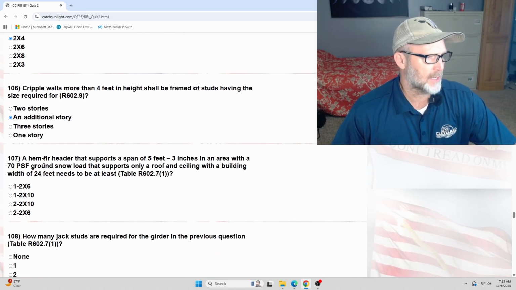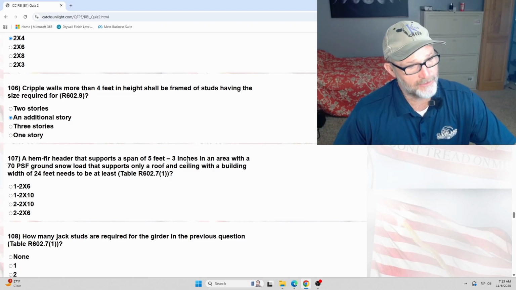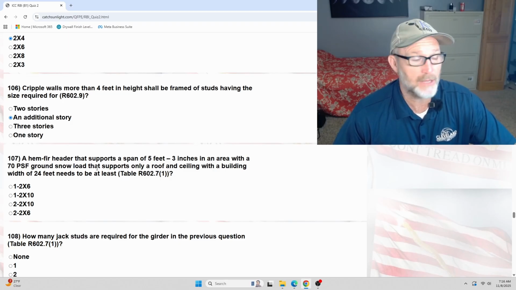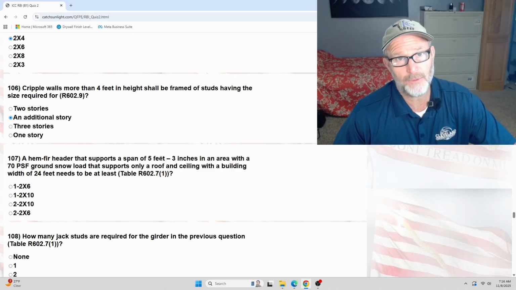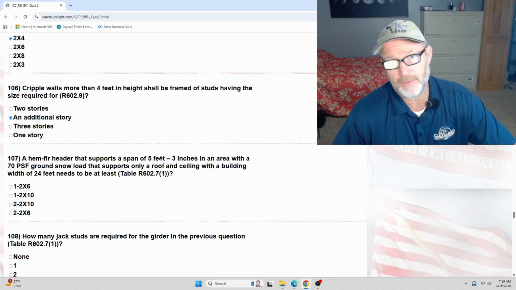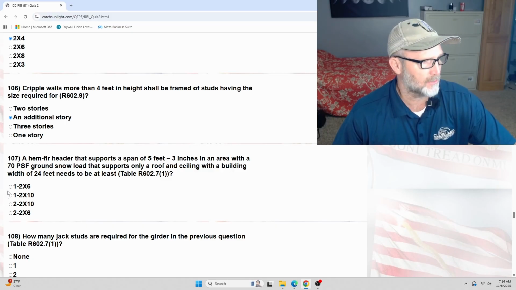All right, 107, a header that supports a span of 5 feet 3 inches in an area with a 70 PSF ground snow load. That's a beefy snow load. That supports only a roof and ceiling with a building width of 24 feet. Needs to be at least what? Okay, so first off, 5 feet 3 inches, right? We already know anything above 4 feet needs to be double studded, right? So looking through the answers, the first two are obviously not correct. So that helps us with that solution.